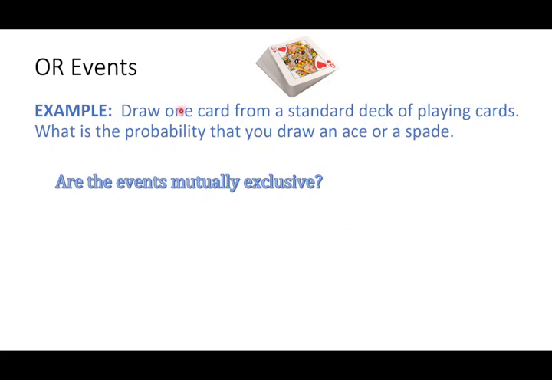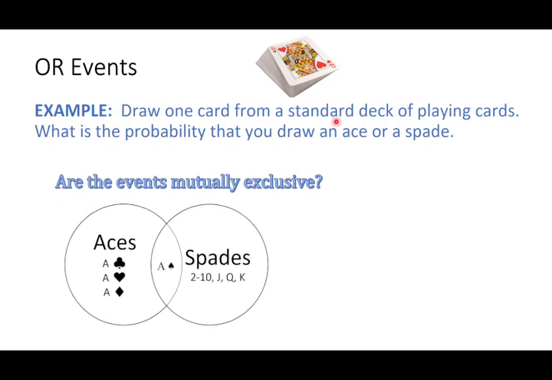You're going to draw the one card and you want to know about the probability that it's an ace or a spade. Are the events mutually exclusive? Consider the diagram, aces and spades. So there's 4 aces. One of them is the ace of spades, and there's a bunch of spades. And so there's this overlapping part.